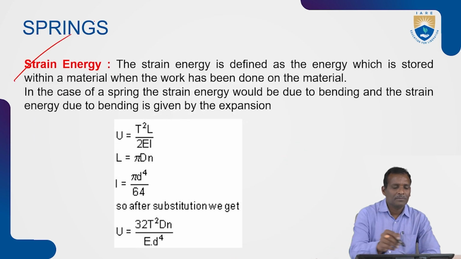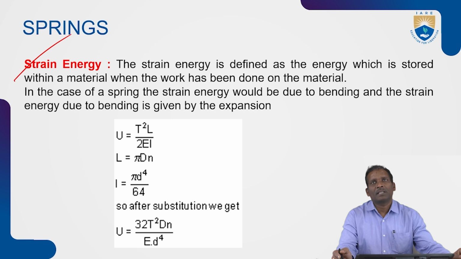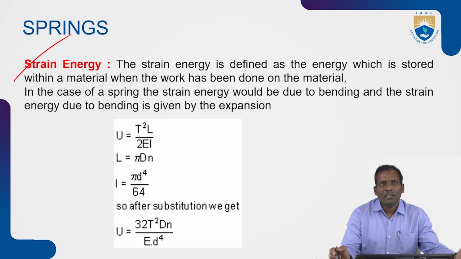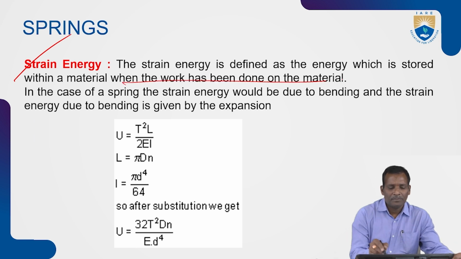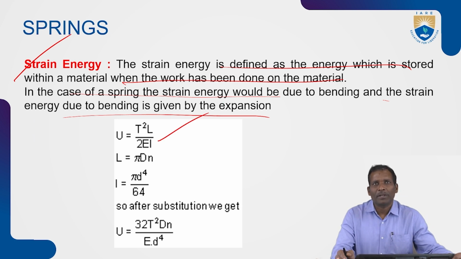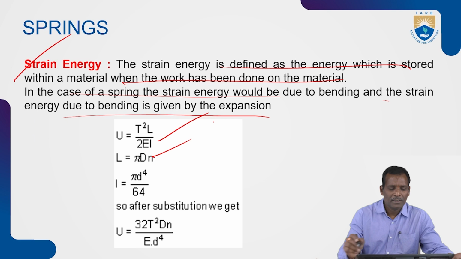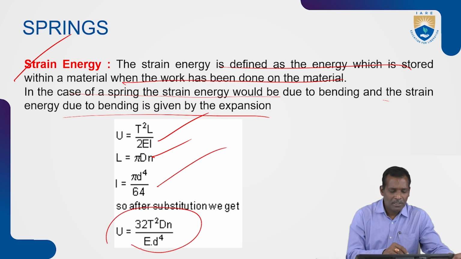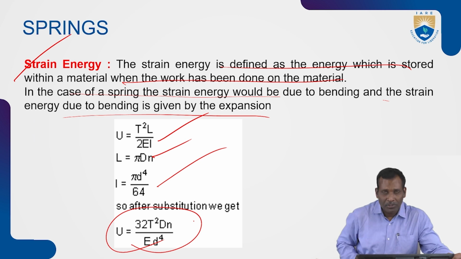So next, strain energy. Strain energy is defined as energy which is stored within a material when work has been done on the material. In the case of a spring, the strain energy would be due to bending, and the strain energy due to bending is given by U is equal to T square L by 2EI. L is pi D n and I is pi d to the power of 4 by 64. After substitution, we get 32 T square D n by E d to the power of 4. That is the strain energy.